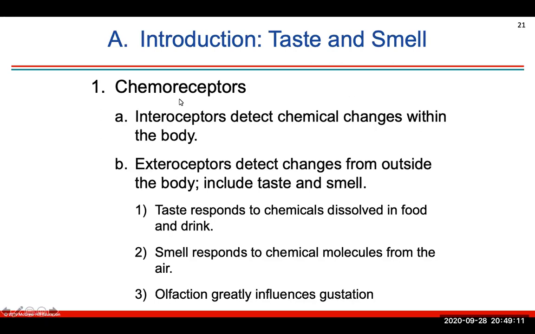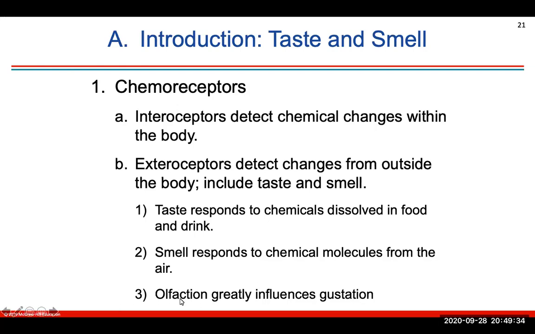But taste has to do with chemoreceptors, and these are interoreceptors that detect chemical changes within the body. Exteroreceptors detect changes from outside the body, which include taste and smell. So we're going to be focusing on exteroreceptors with taste. Taste responds to chemicals dissolved in food. Smell will respond to chemical molecules from the air.